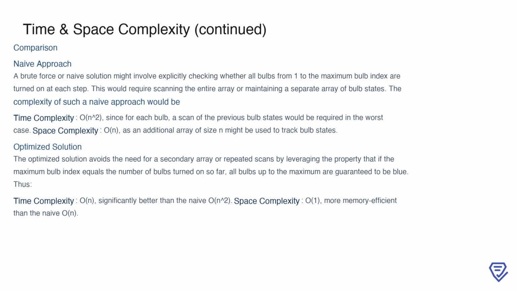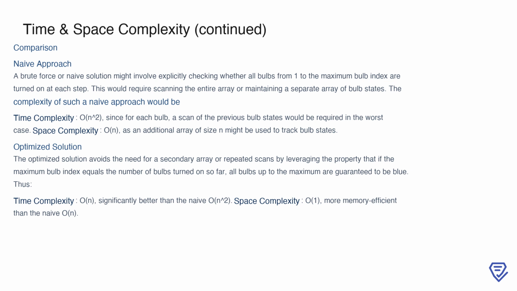When comparing the optimized solution to a naive approach, the differences in efficiency become clear. A naive solution might involve checking the state of all bulbs up to the maximum index each time a new bulb is turned on. This would require either scanning the array or maintaining a separate array to track bulb states, resulting in an O(n²) time complexity due to repeated scans for each bulb. Additionally, the extra array would lead to an O(n) space complexity.